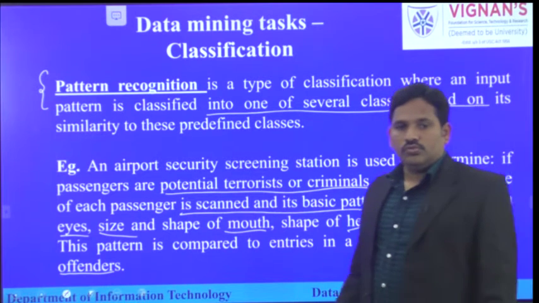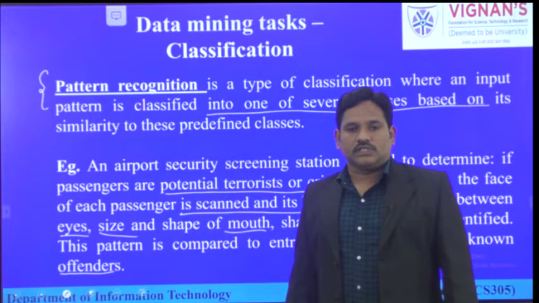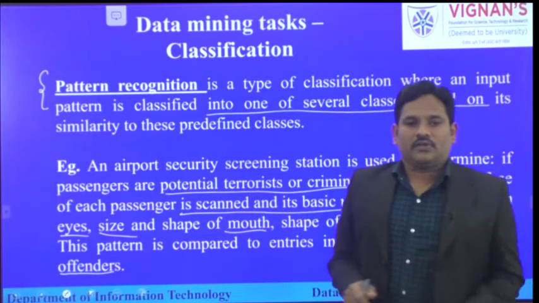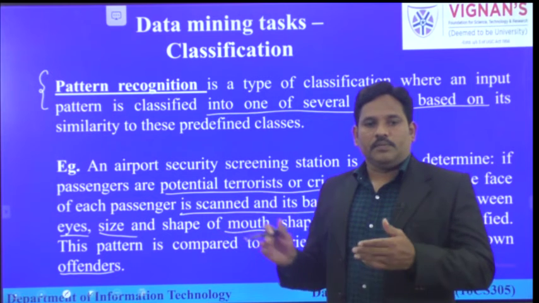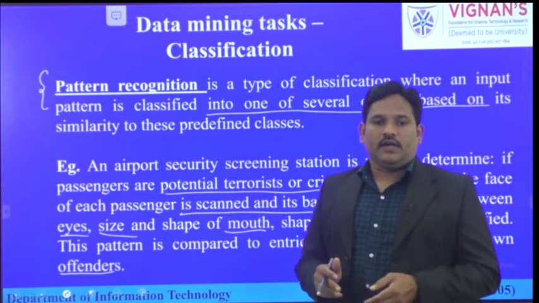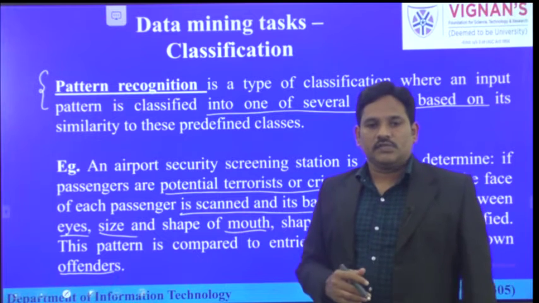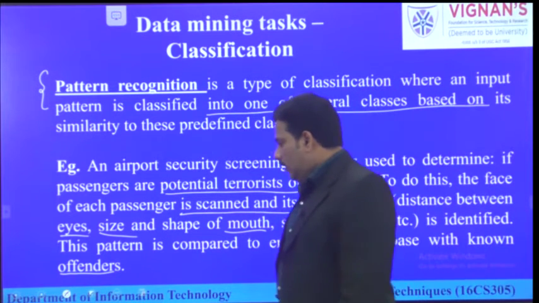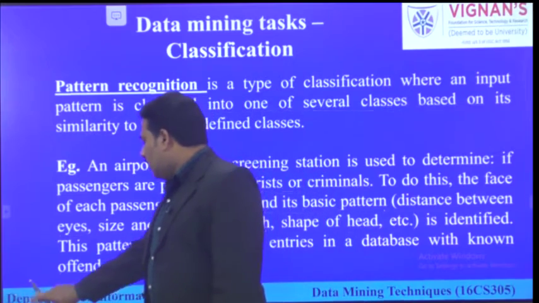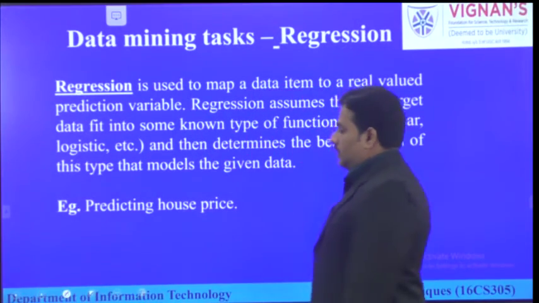This is the way to implement a classification in real-time applications. So what we are doing here, we took a pattern like distance between the eyes, shape of the mouth, shape of the head, and we are applying all these properties and we are searching from the existing database to find out whether he is a normal person or an intruder. So this is one of the real-time applications we can apply in database applications.